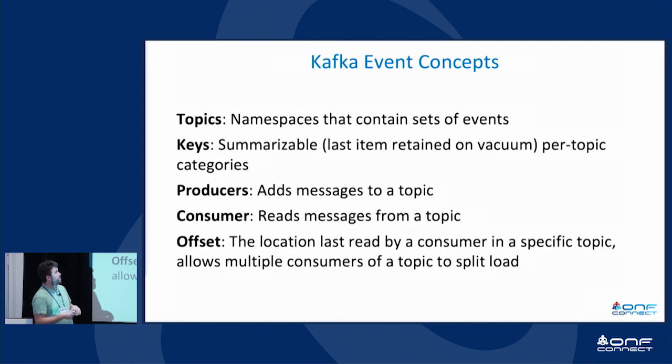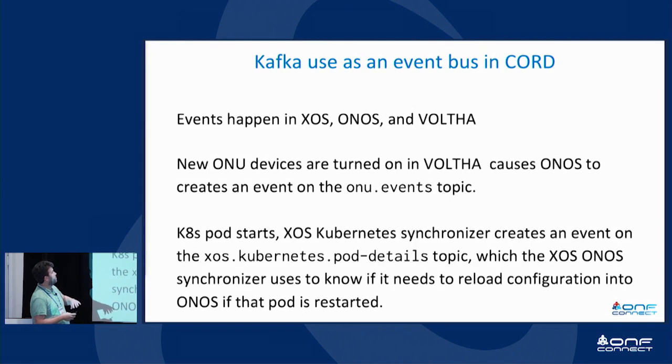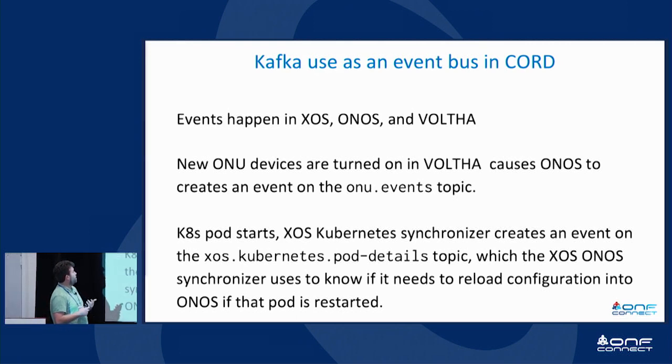So to speak to that first point, which isn't really logging and monitoring, but also discusses our use of Kafka, we have events that happen in ONOS, XOS, and Volta. For example, a new ONU device comes on, and that happens in Volta. It sends a message to ONOS. ONOS creates an event on the ONU events topic. So a new ONU came on board, and then XOS can react to that and create new models and help create a service chain.